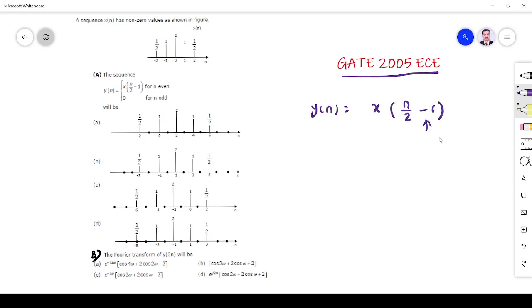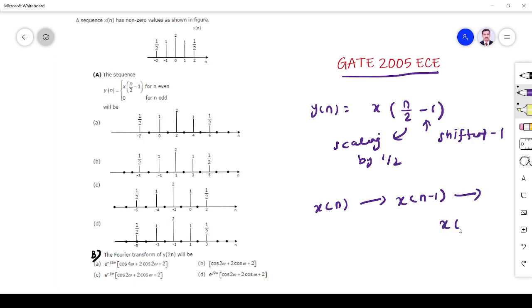As per the problem, y of n is equal to x of n by 2 minus 1. So here we have shifting of the signal and scaling by a factor of 1 by 2, shifting by 1 unit. When we have both shifting and scaling, shifting should be done first. So from x of n we find x of n minus 1, and from that we find the scaling, n by 2 minus 1. N minus 1 means one shift to the right.